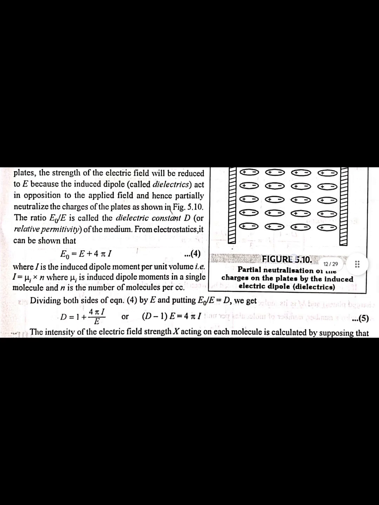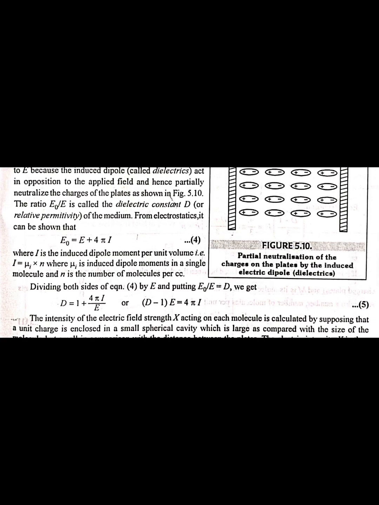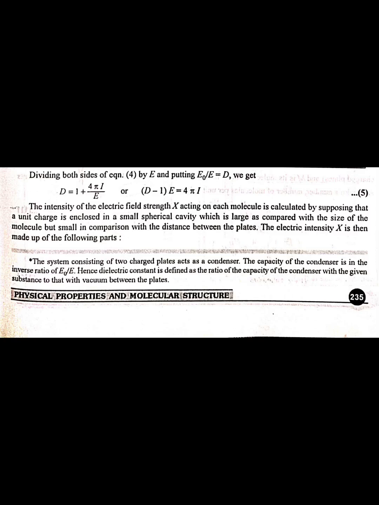From electrostatics, it can be shown that E naught = E + 4 pi I, equation number 4, where I is the induced dipole moment per unit volume, that is I = mu I × n, where mu I is the induced dipole moment in a single molecule and n is the number of molecules per cc. Dividing both sides of equation 4 by E and putting E naught upon E = D, we get D = 1 + 4 pi I upon E, or (D − 1) E = 4 pi I. Equation number 5.